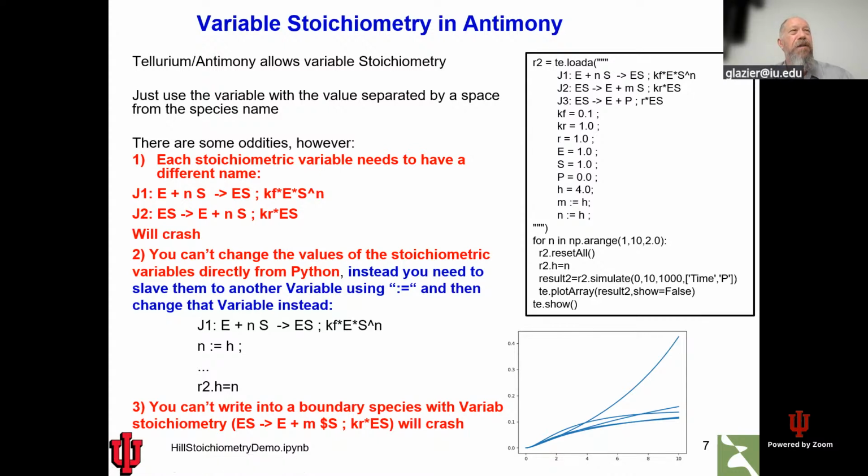And it winds up that J2 ES goes to E plus M times $S will crash. You're not allowed to fix the concentration of the target species when you have variable stoichiometry. And so you can't actually do this calculation the way I had planned on doing it. And so I'm just going to let you know that it's possible to change the stoichiometry if you want to, but it's a little bit finicky. Leave it at that.